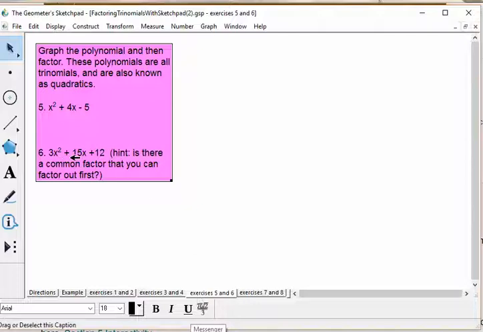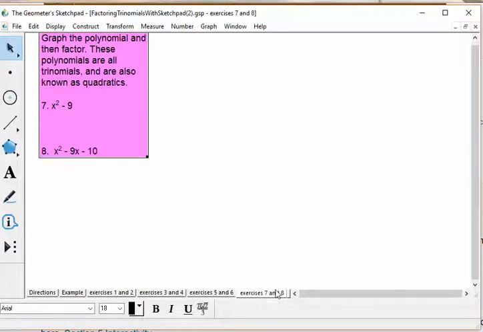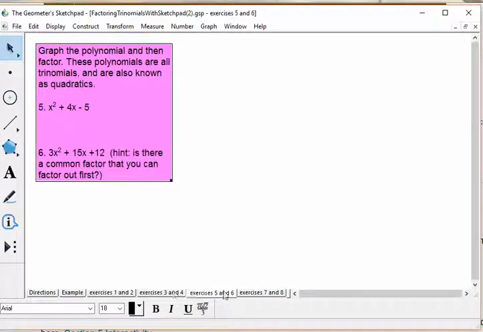There is number 6, factor out the common factor first, and it'll make it a lot easier. And that's just what you need to do. So factor the rest of those.